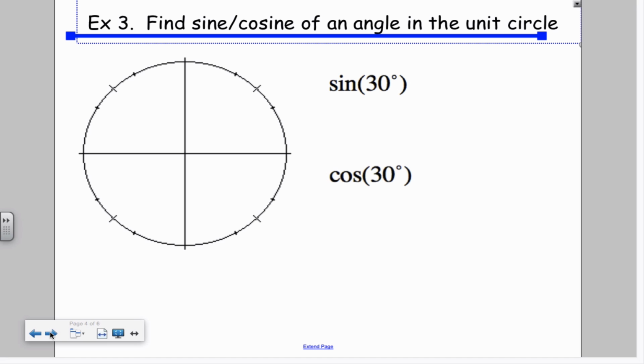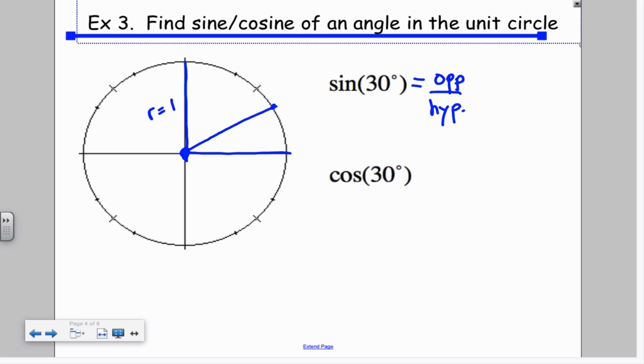So now let's get to the sine and cosine part of the lesson. Here I have a unit circle, and remember, a unit circle is a circle with a radius of 1. So the radius is 1. Let's say I want to find the sine of 30 degrees. Well, to find the sine, I need to take the opposite over the hypotenuse of a triangle. We don't have any triangles yet, so what we're going to do is draw a 30-degree angle.